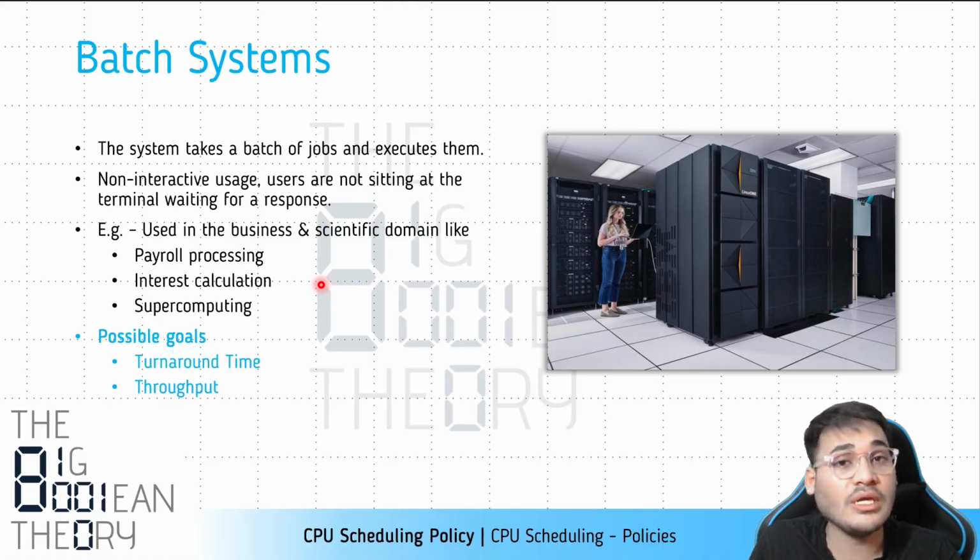Or there might not even be a user. This might be an automated job that runs at the end of every month without user intervention. So this is the nature of batch processing.